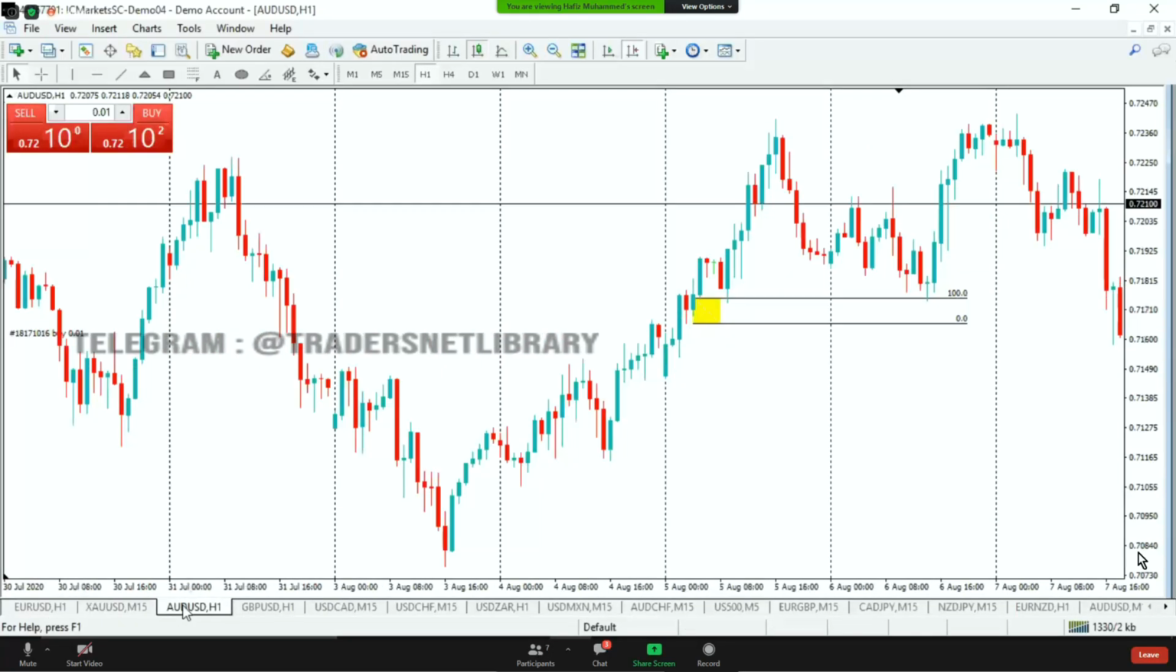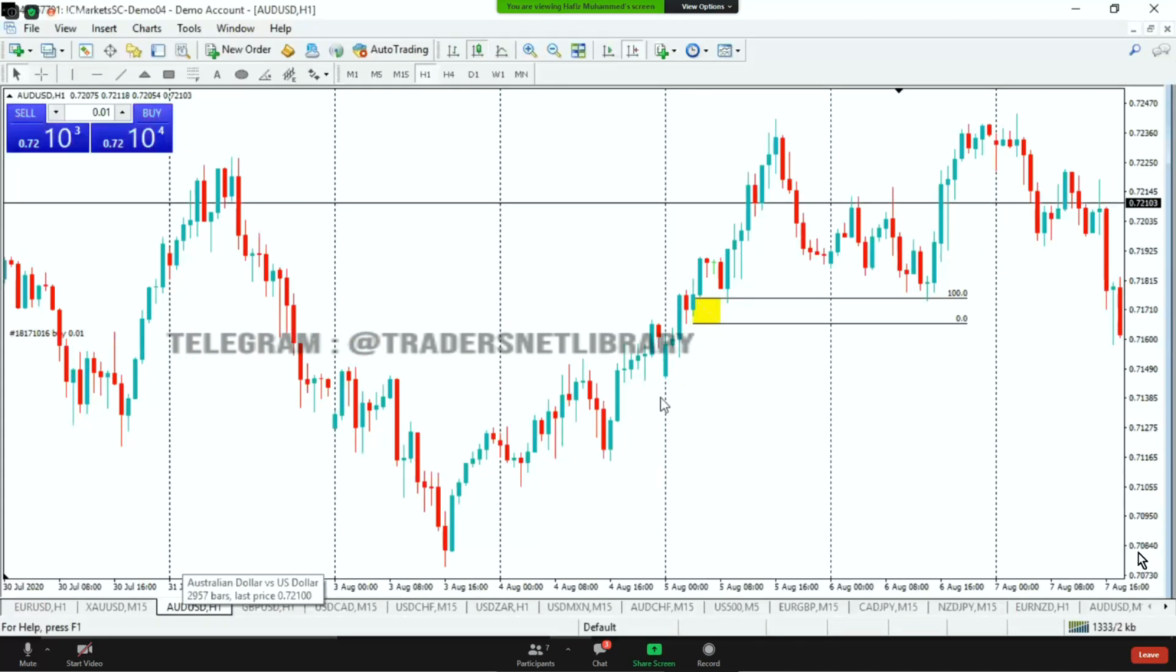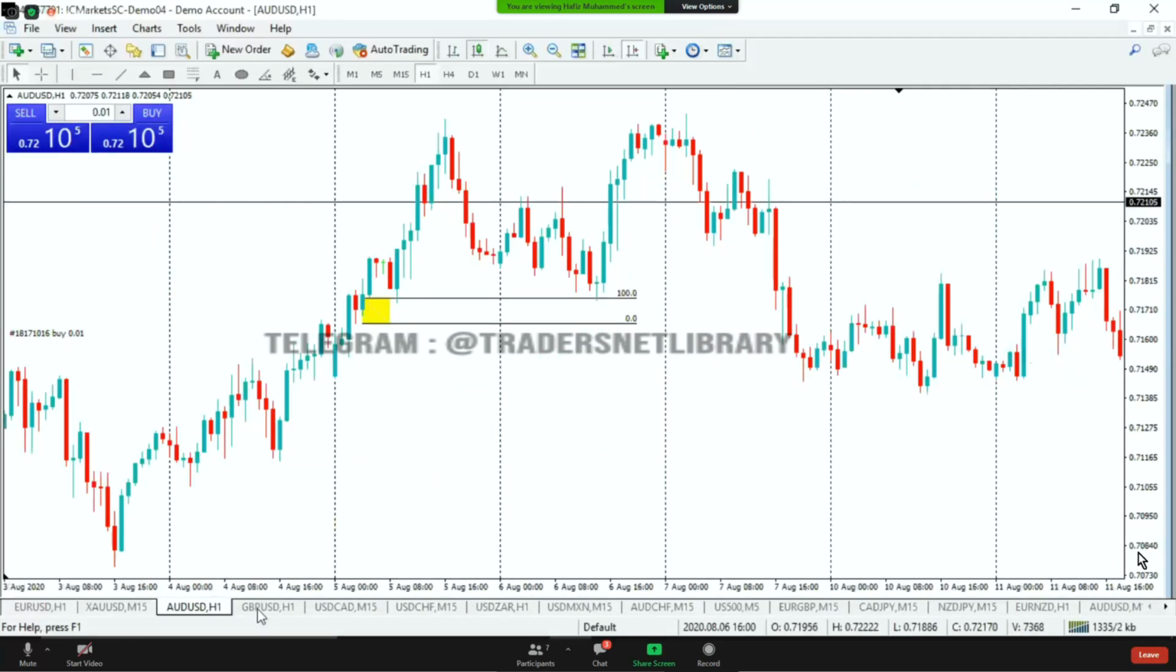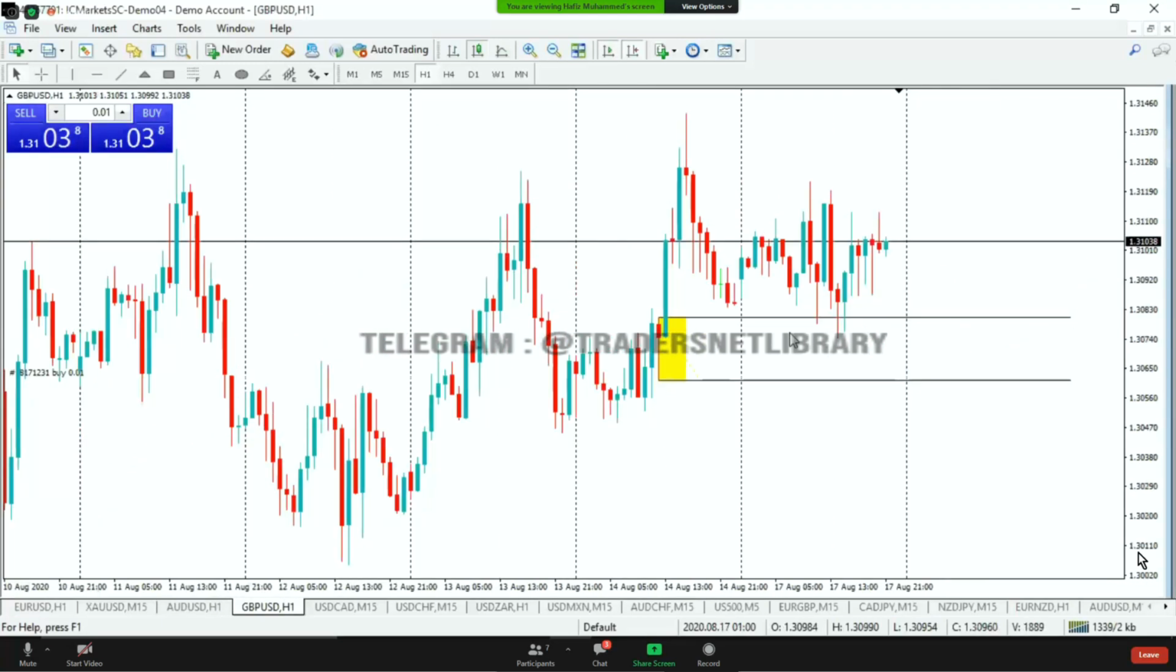So we've seen the Euro USD example, we've seen the gold example. This is the AUD USD. Hope we've seen the AUD USD. Let's look at the GBP USD. This is one of the trades that I managed to catch today.